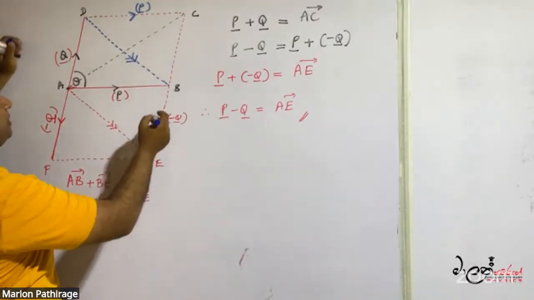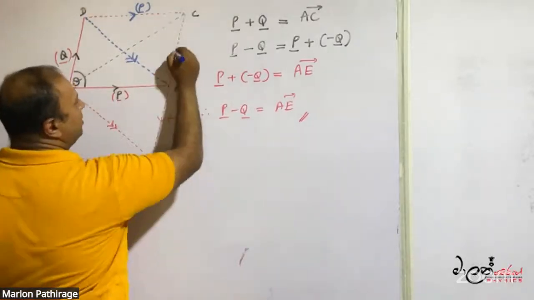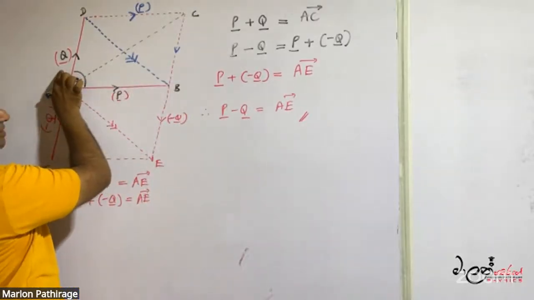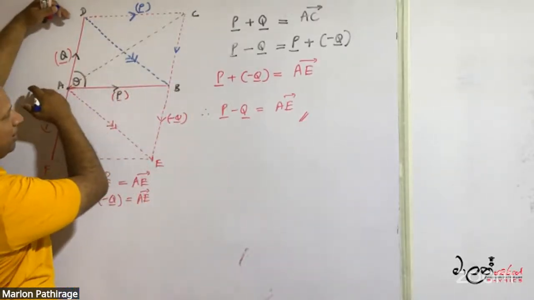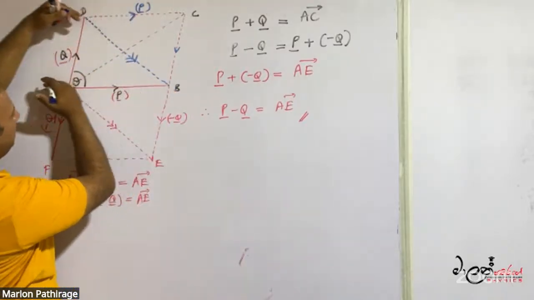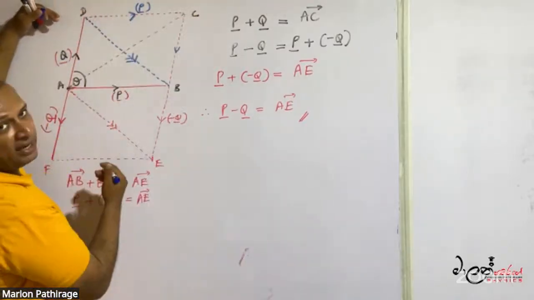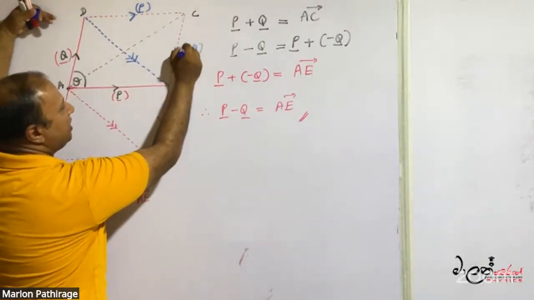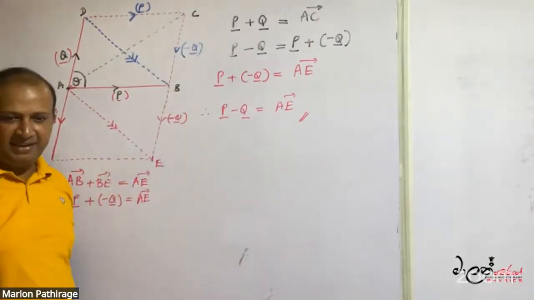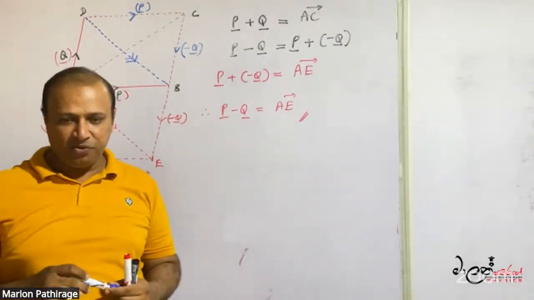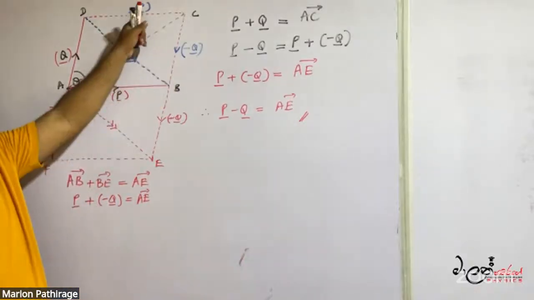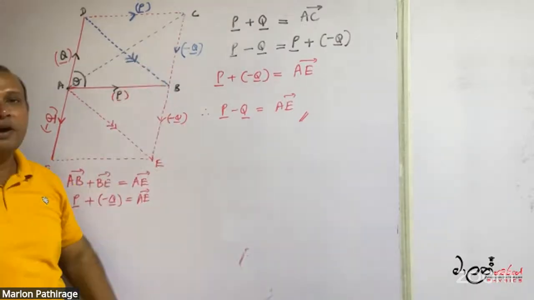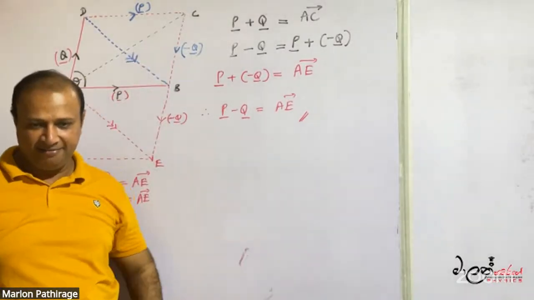If I represent a vector from CB, it is equal to the Q vector, but it is in the opposite direction. Therefore, this vector should be equal to minus Q. Is that clear? This vector should be equal to DC, so P, and this vector should be equal to minus Q. Is that clear?